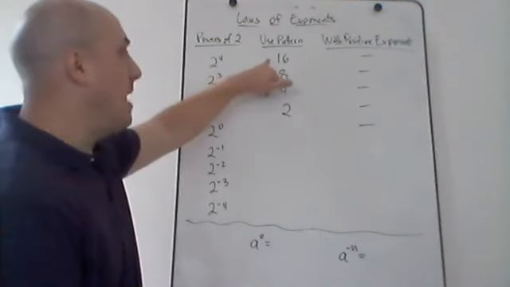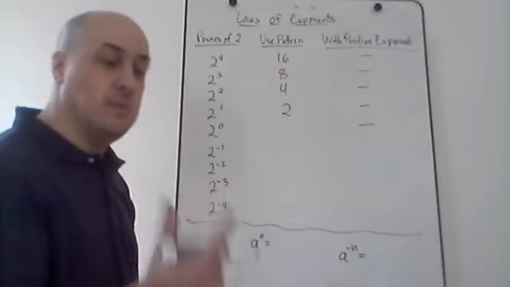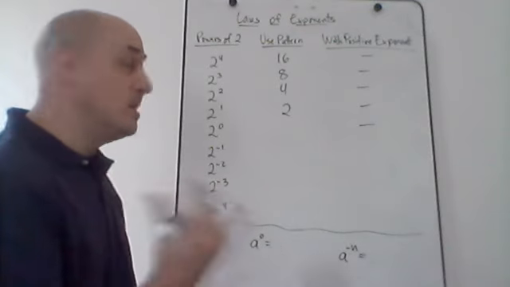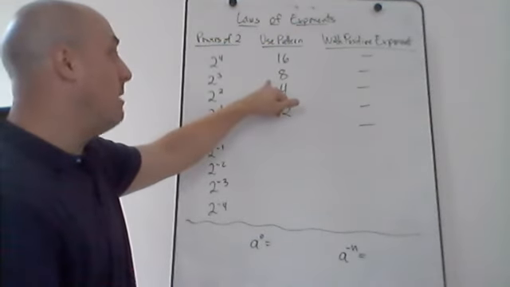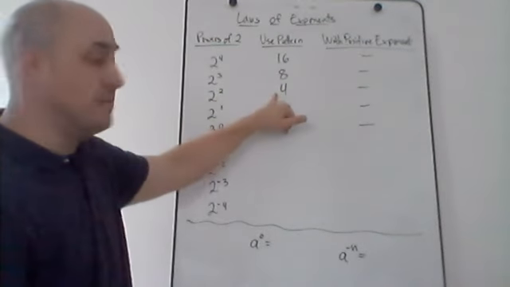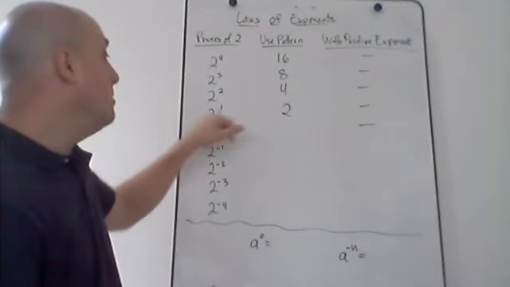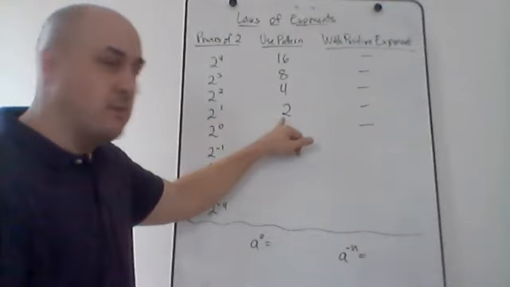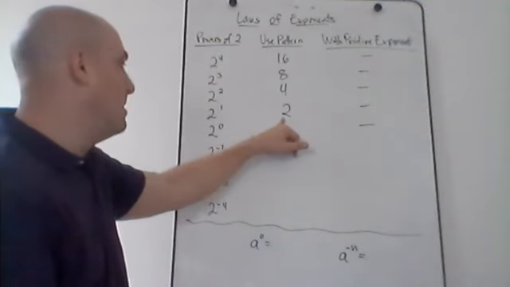Right, so 2 to the 4th power equals 16. If I multiply 2 times 2 times 2 times 2, 4 times, I get 16. 2 to the 3rd power equals 8. 2 times 2 times 2 is 8. 2 to the 2nd power is 4, right? That's just 2 times 2. 2 to the 1st power is just 2, right? Remember, anything to the 1st power is just the base number itself, right?